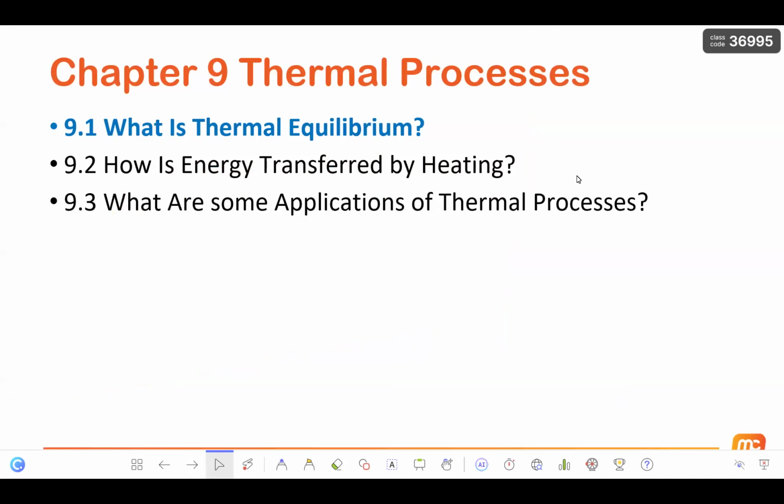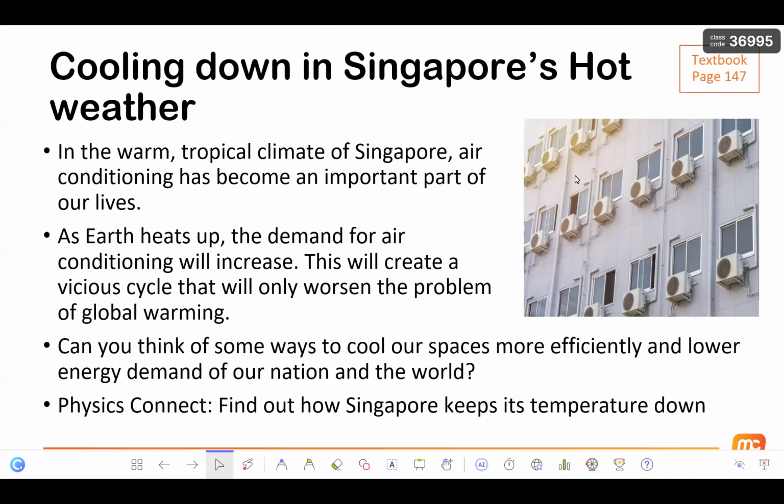Why is it very important to learn about this chapter? Because not only Singapore, the world is actually facing global warming. And because the world is getting hotter and hotter, people start to use more and more aircon. But this is not a solution, because the increased usage of aircon will result in a vicious cycle that will worsen the problem of global warming.